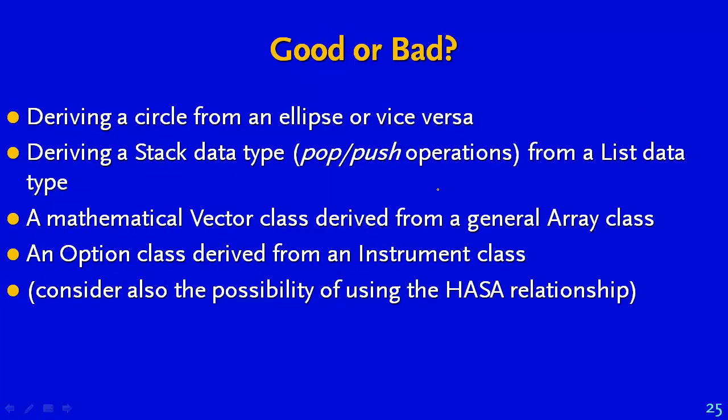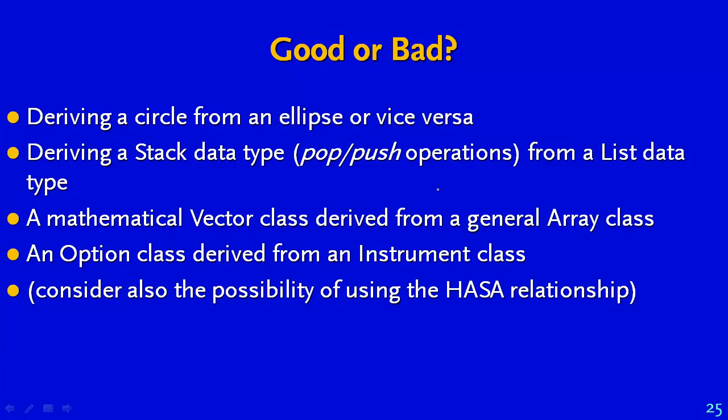Here's another one. These are to really get you thinking about inheritance. I've got a circle and an ellipse. Some people jump immediately into inheritance. If I've got an ellipse class, do I derive a circle from the ellipse? Or do I have a circle and derive the ellipse from the circle? So which one? Or neither.